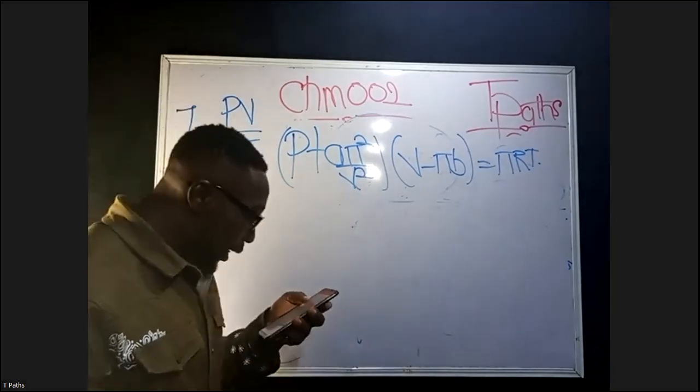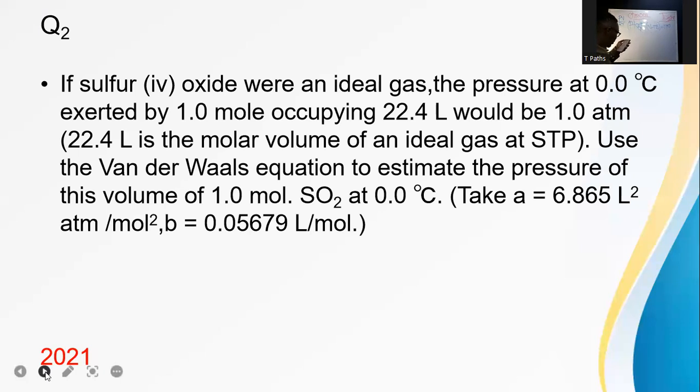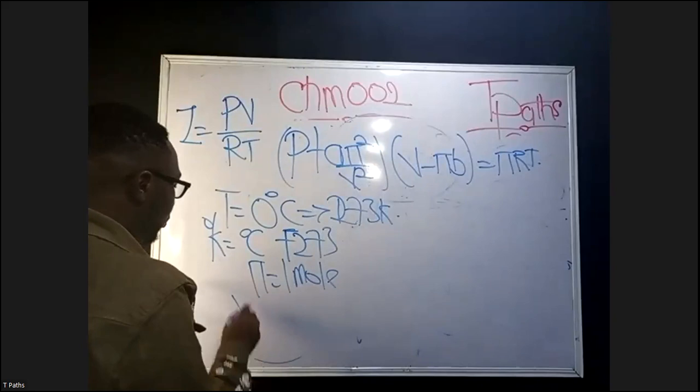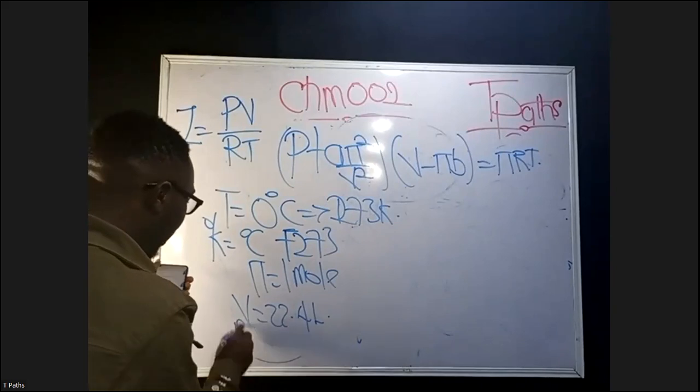Now, next question, we are still under it. If sulfur dioxide were an ideal gas, the pressure at 0 degrees Celsius, temperature is what? 0 degrees Celsius. Please, when you see that, convert. How do you convert from Celsius to Kelvin? You add 273, so 273 Kelvin. Number of moles is 1 mole, occupying a volume of 22.4 liters. Pressure would be 1 atm.